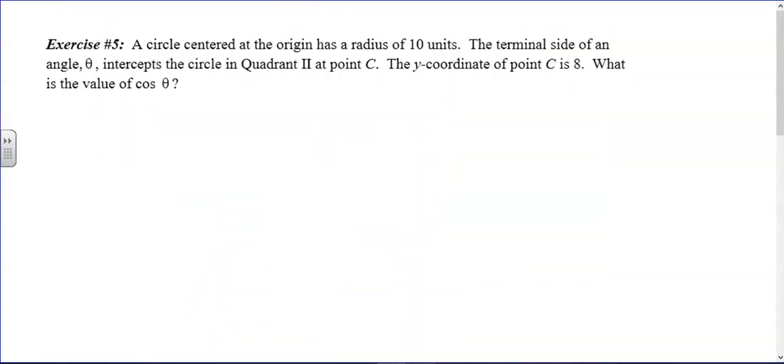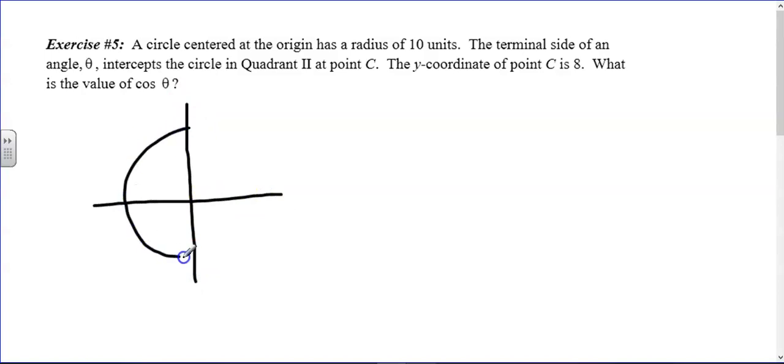We have one more to do. Okay, so this one you just have to kind of read. It sounds confusing, but we're going to draw an XY axis. It says a circle centered at the origin has a radius of 10. So first thing I'm going to do, draw a circle. Okay. The terminal side of angle theta intercepts the circle in quadrant 2 at point C. So in other words, I'm drawing my triangle in quadrant 2. It intercepts the circle at point C. So that's where it touches the circle.